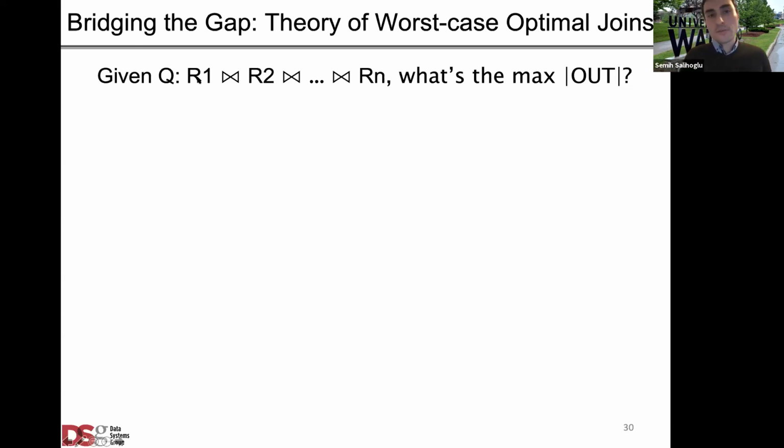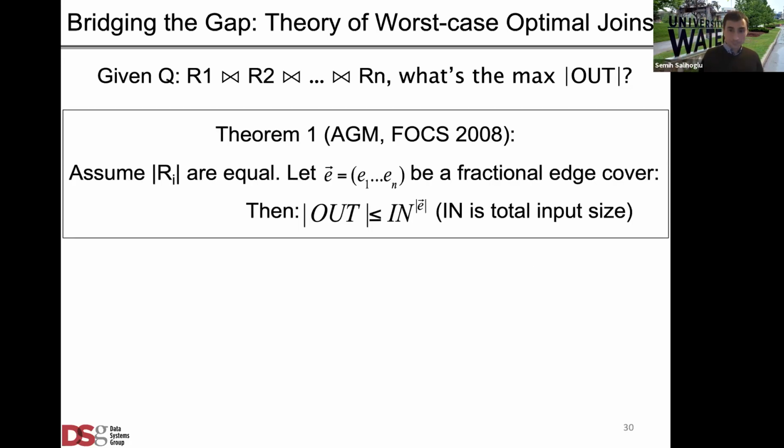So the question is this: if I give you a set of n relations, R1, R2, and Rn, and I suppose each one has the same number of tuples, but I don't show you the tuples. All I tell you is the number of tuples, but not the actual tuples. And I ask you, what could be the maximum size of this join query? This was answered in a paper from Fox, which says, and don't worry about the formality here, that the size of this output could be bounded as follows: for each fractional edge cover, which I'll show you in a second, the output is going to be bounded by that. Okay, and this is tight.